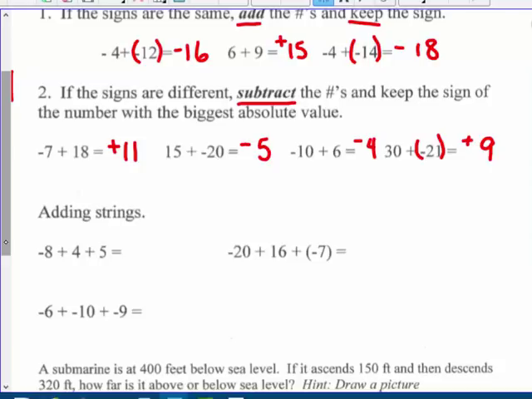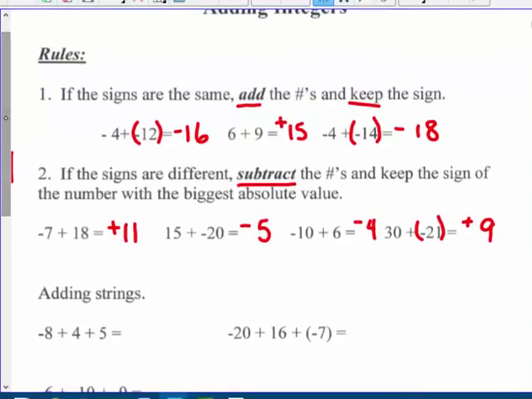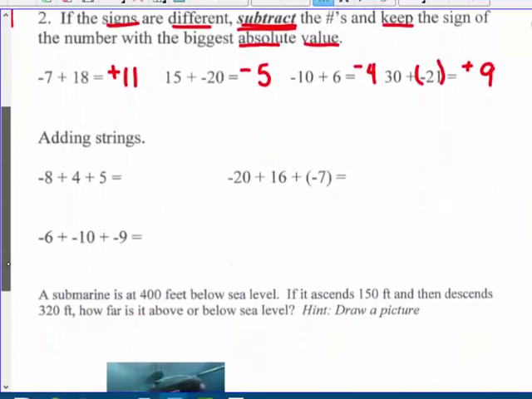So the song goes along with these rules. Same signs, add and keep. Different signs, subtract. Take the sign of the larger absolute value number, then you'll be exact. However, I don't always sing that part. I shorten it, but it is absolute value. Same signs, add and keep. Different signs, subtract. Take the sign of the larger number, then you'll be exact. So we're going to sing that in class.